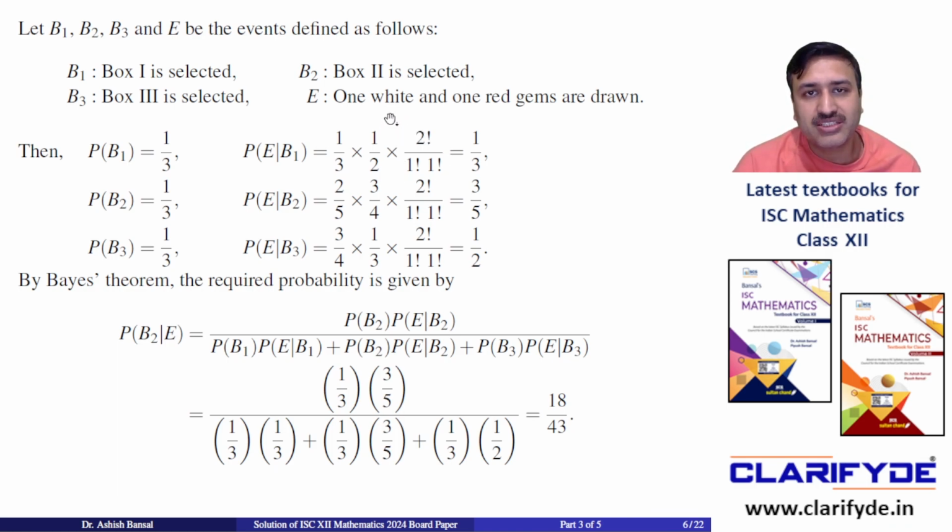We can have 2 cases here: first white, second red, and first red and second white. So in this way we multiply with this factorial term to get the value 1 by 3. Similarly, we can compute the probability of E given B2 and E given B3. Now we can use the Bayes theorem to compute the required probability P(B2 given E), and the answer is 18 by 43.